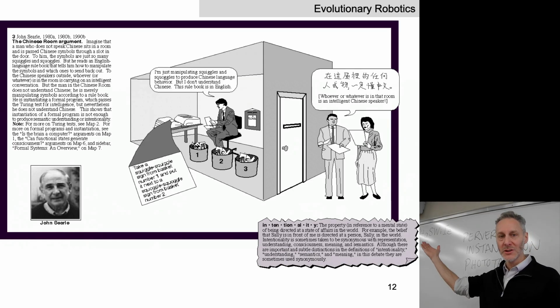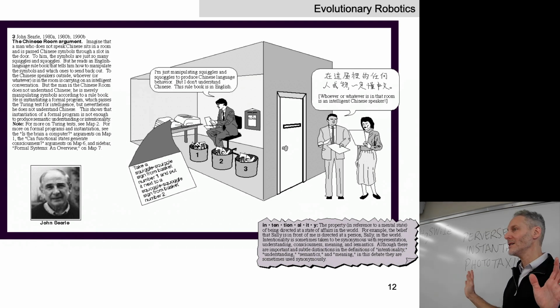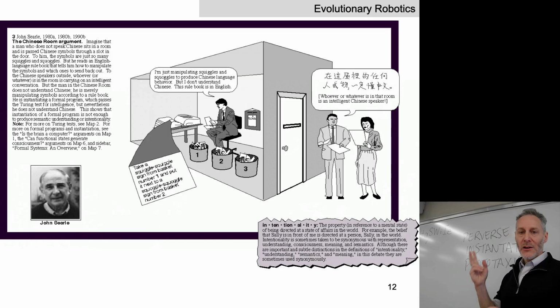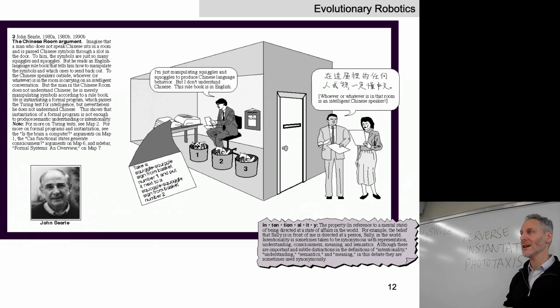Here we go. As you can see, there's a room. There's a person inside. We'll assume this is a native English speaker who does not speak Mandarin. No Chinese whatsoever. The folks outside the room are native Mandarin speakers. They write some question or prompt, I guess we would say these days, in Mandarin on a piece of paper and then slide it through the slot in the door to the person inside the room who receives this piece of paper.